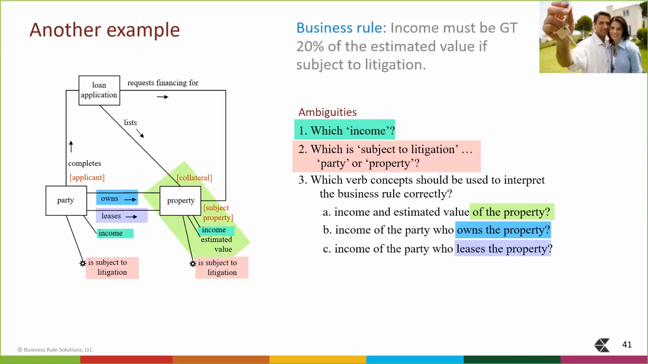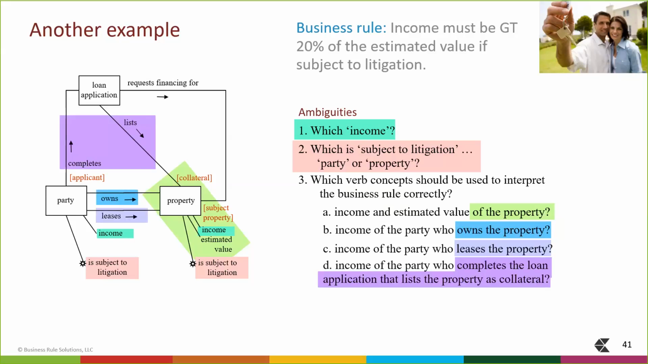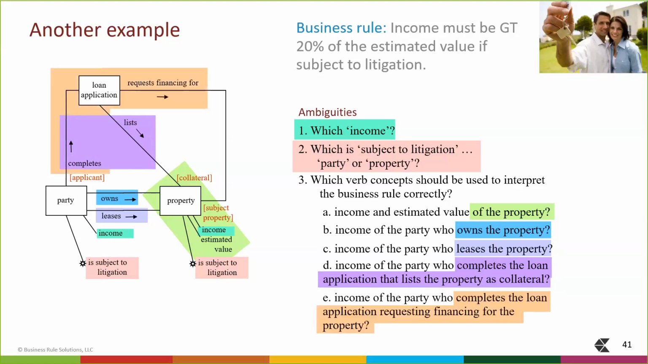Ambiguity, rampant ambiguity. Or, this is a little more complicated because it involves 2 verb concepts, I could be talking about the income of the party who completes the loan application that lists the property as collateral. That's what I could be talking about. Or finally, and it actually turns out this is the correct interpretation, I could be talking about the income of the party who completes the loan application, who requests financing for the property, which we call the subject property.